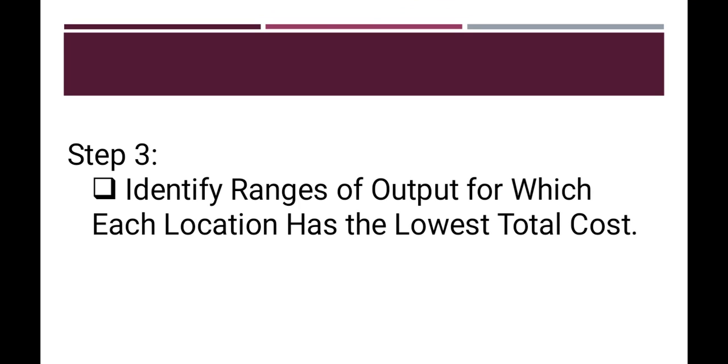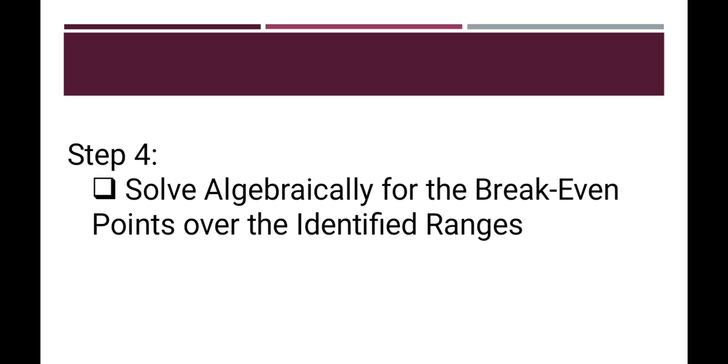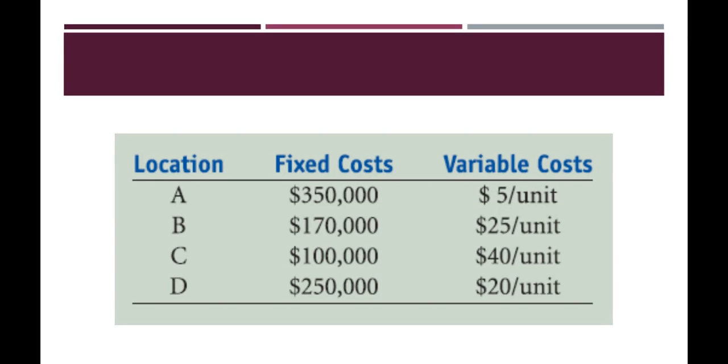Step 3. Identify ranges of output for which each location has the lowest total cost. And for step 4, we should just select the location that gives the lowest cost for the range of output required by the new facility. We've already identified the fixed and variable costs. The next step is to plot the total cost of each location on a graph.